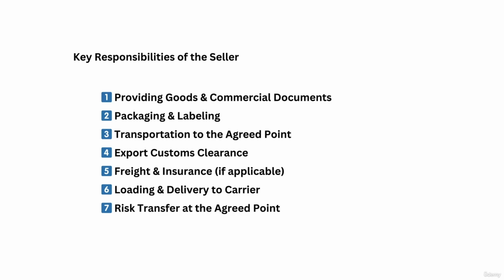Risk transfer occurs at different points, depending on the Incoterm. For example, under EXW, Ex-Works, the risk transfers as soon as the goods leave the seller's factory, while under FOB, Free on Board, risk transfers once the goods are loaded onto the vessel at the port of shipment. Understanding these responsibilities helps businesses navigate international trade with clarity, efficiency, and reduced risk. Choosing the right Incoterm ensures a smooth transaction between buyer and seller.